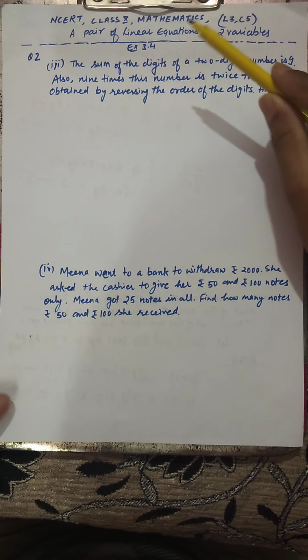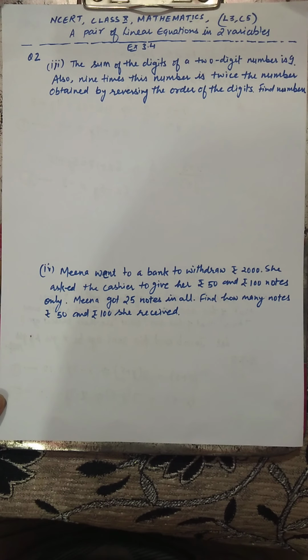Now we'll discuss exercise 3.4. I am taking question number 2, the first question we tried in our previous video. This question number 2 is: the sum of the digits of a 2-digit number is 9.